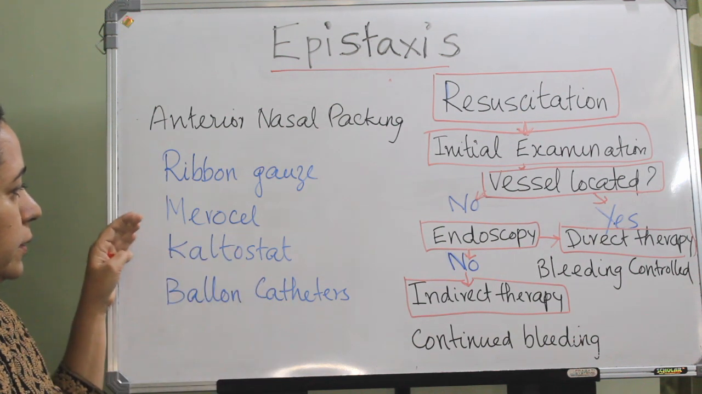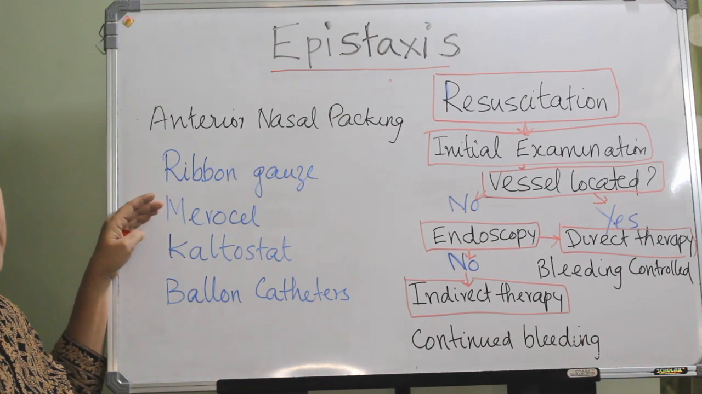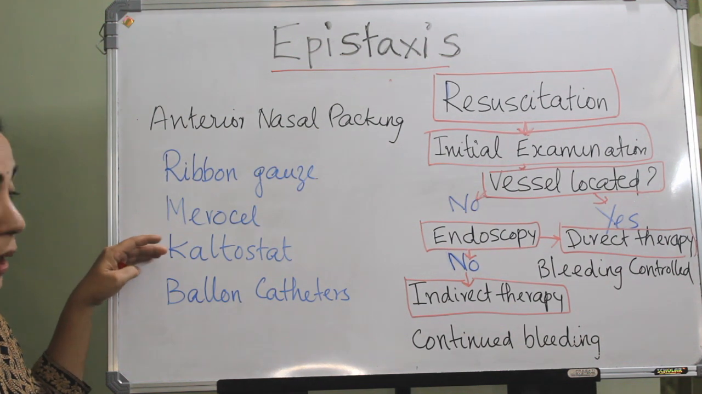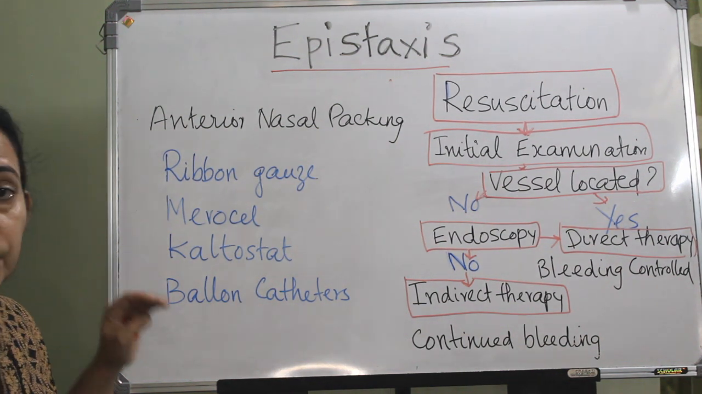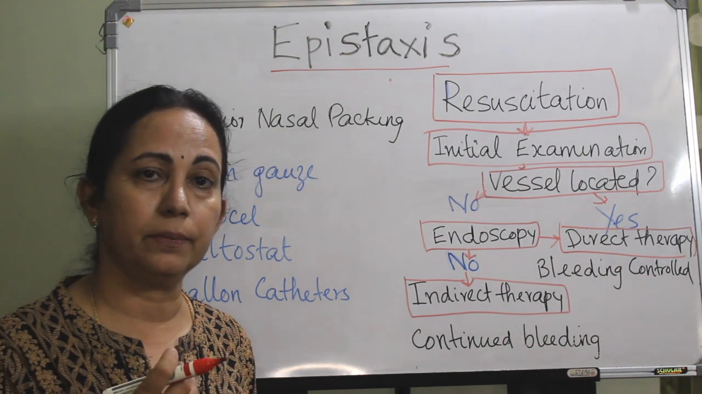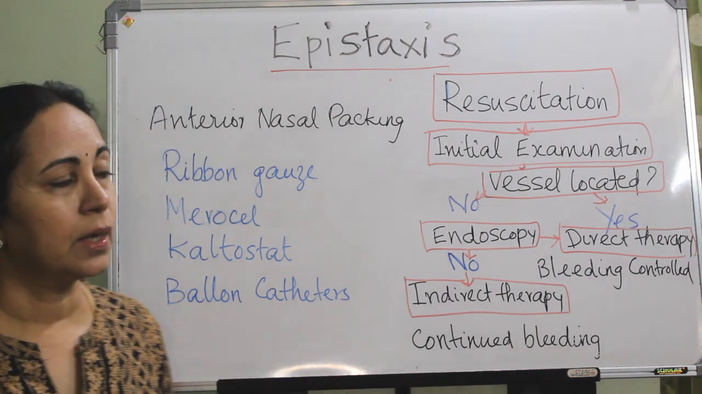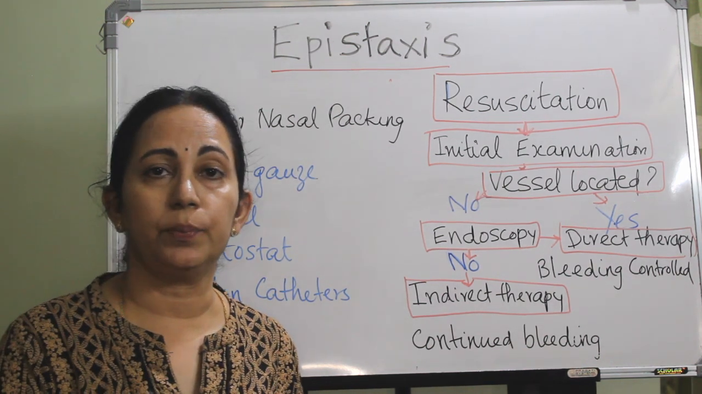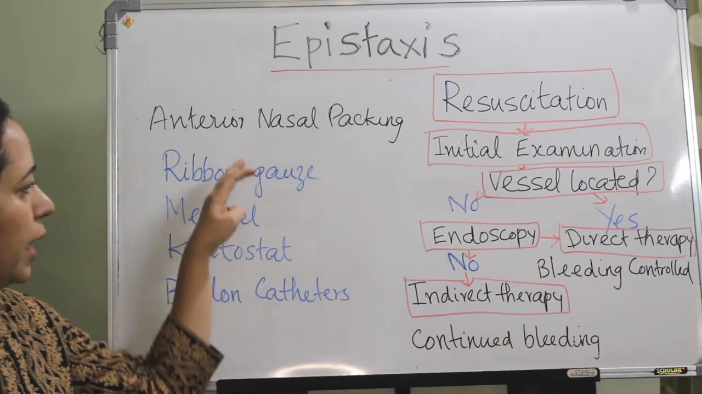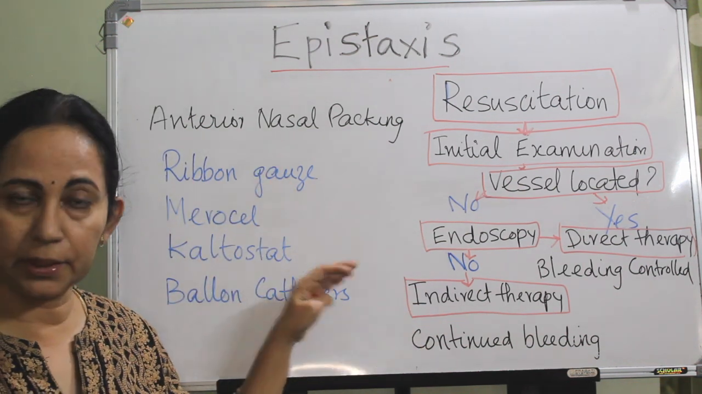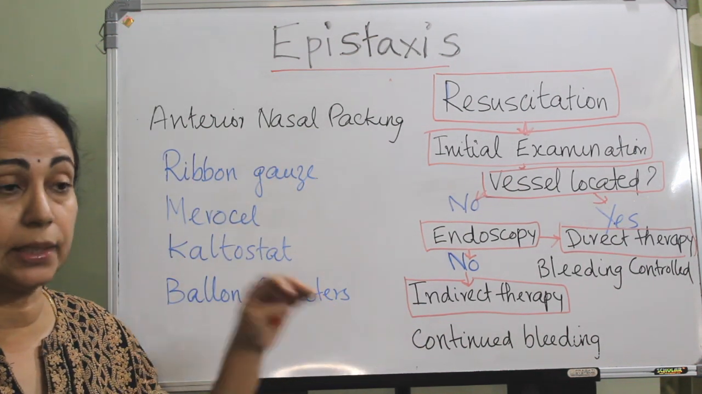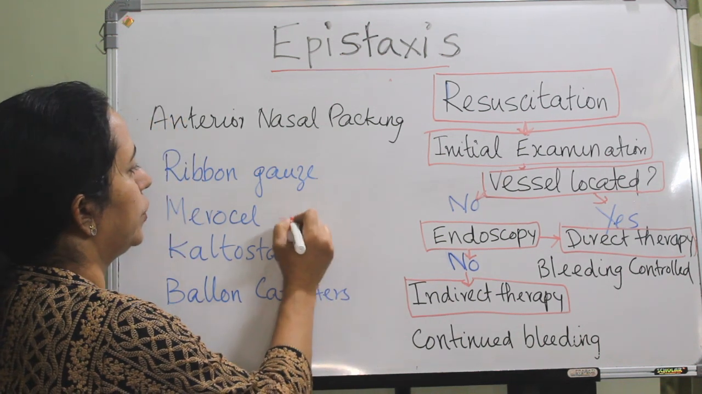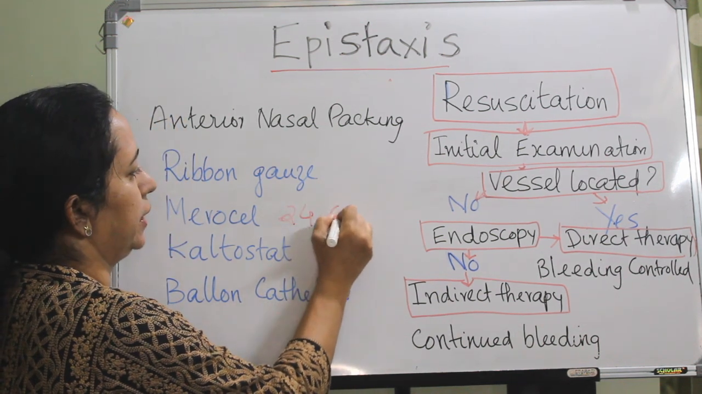And now there are easier and more patient-friendly options like Merocel or Kaltostat. It's very easy to pack the nose. And also there are balloon catheters, especially in case of a posterior epistaxis. Okay. And once you have put an anterior nasal pack, it is better to keep it for a minimum of 24 hours to 48 hours.